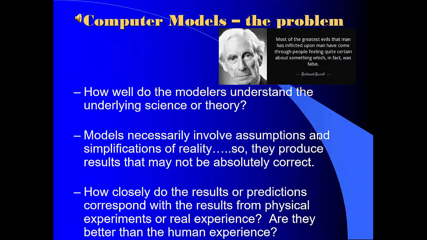So what's the problem with computer models? There are a number of things. First of all, here's a quote by Bertrand Russell, who was a philosopher, and it says, most of the greatest evils that man has inflicted upon man have come through people feeling quite certain about something which in fact was false. So that's something to think about. How well did the people who created this system understand the underlying science or theory of the problem that they're trying to solve? Models usually involve some kind of assumptions or simplifications of reality, and in doing so, they may not produce accurate results. And what does it mean in terms of how closely the results correspond to results from real experience, or maybe even human experience?